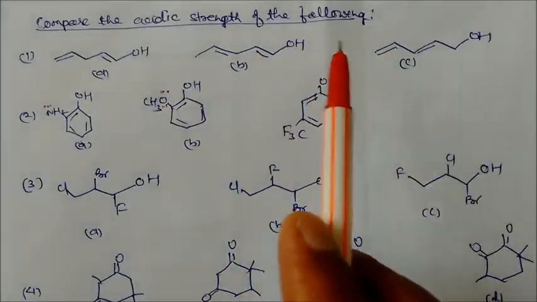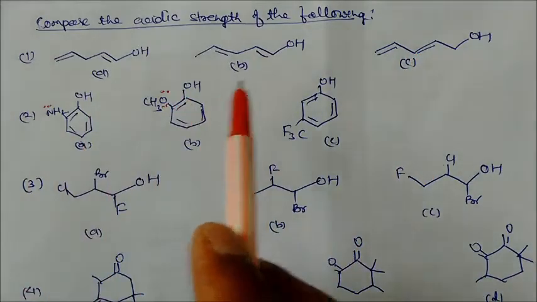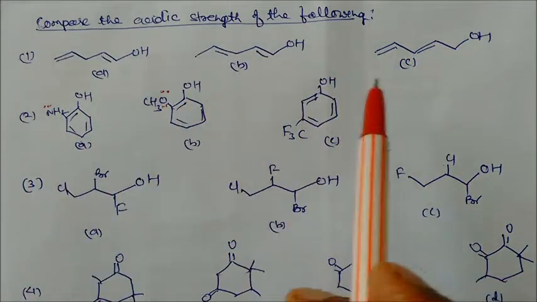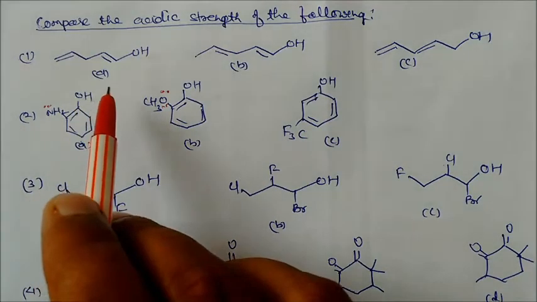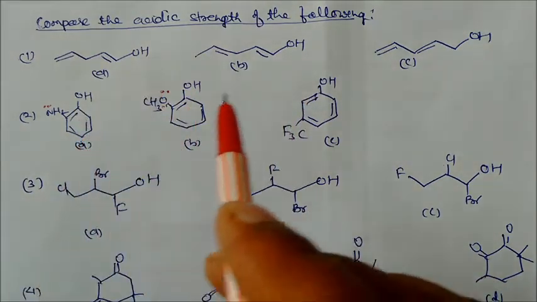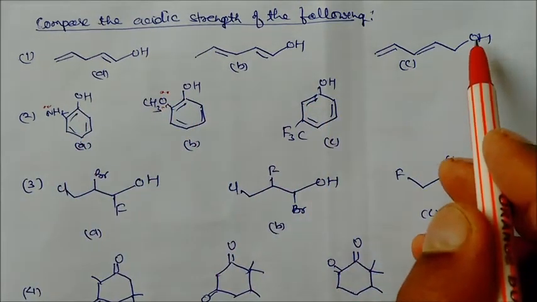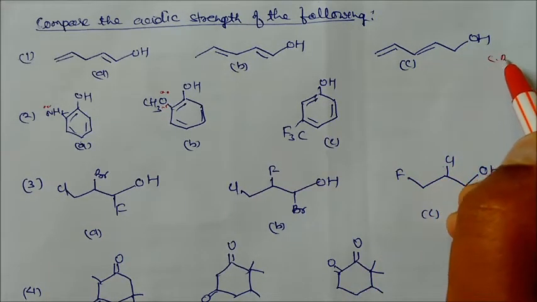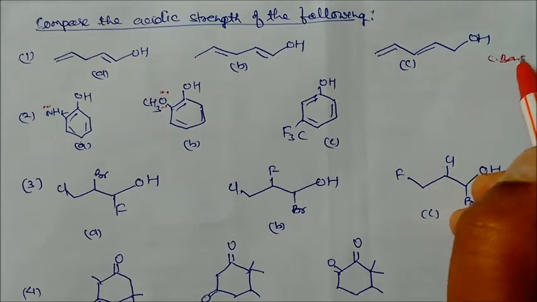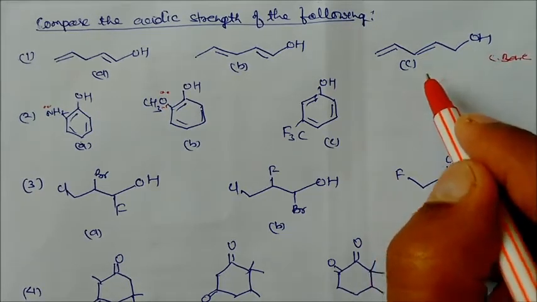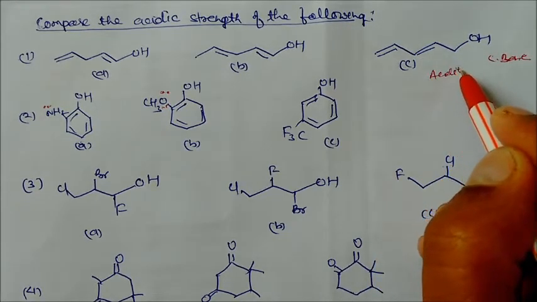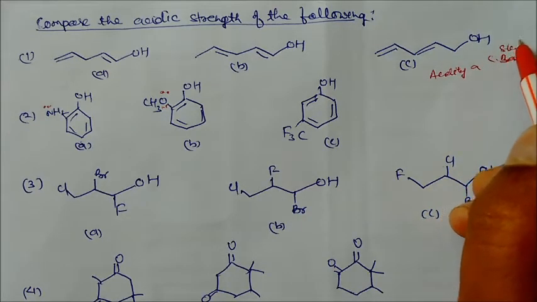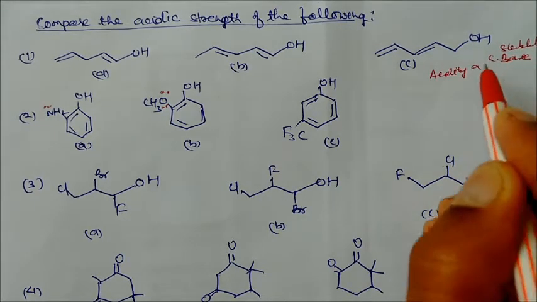The acidic strength of the following. Here we will compare the acidic strength in these organic compounds. If you see A, B and C, if you remove hydrogen from here, this becomes your conjugate base. Acidity depends on the stability of the conjugate base. So if you see here, this becomes an anion.